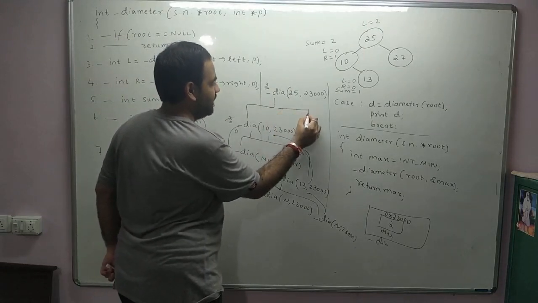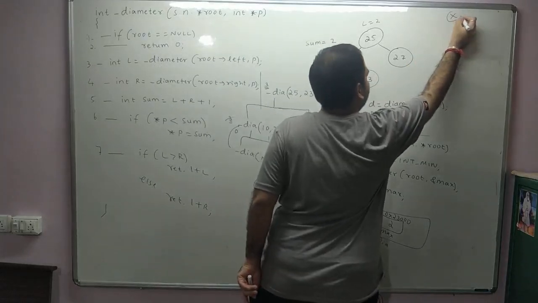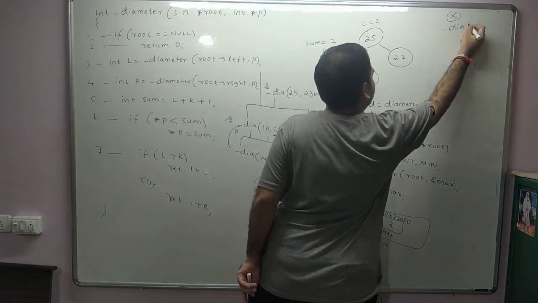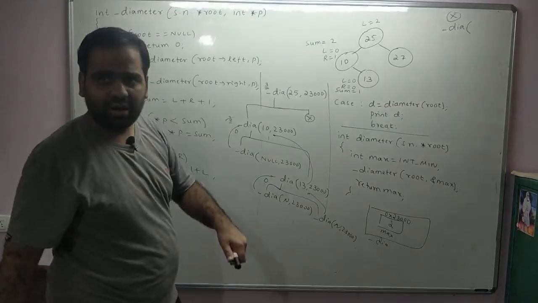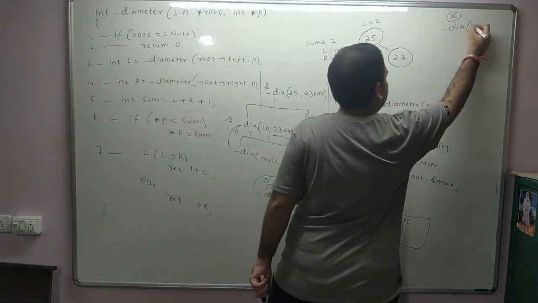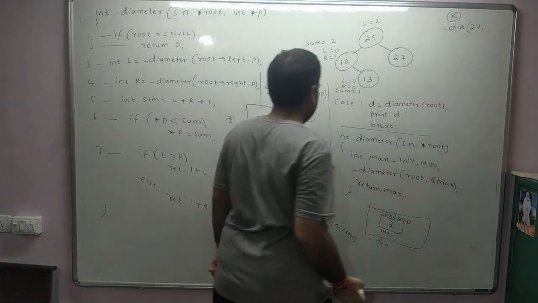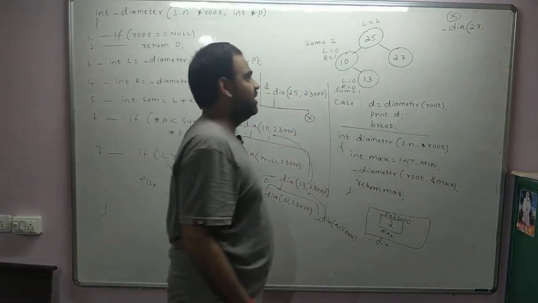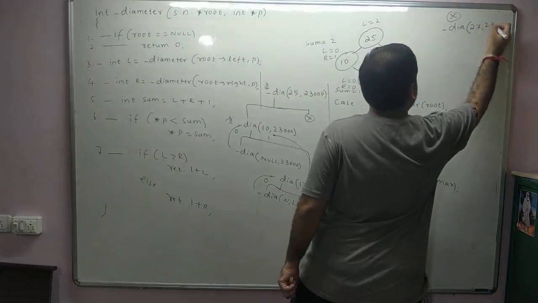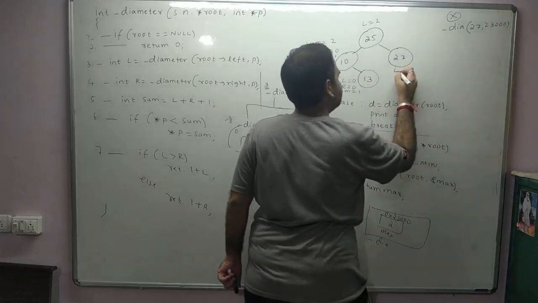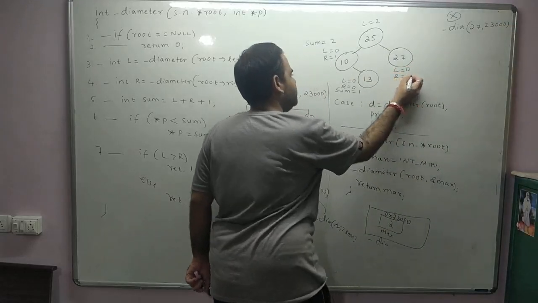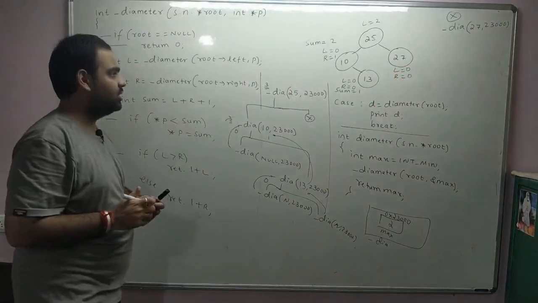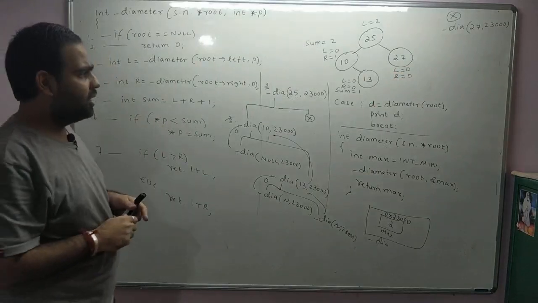Therefore I am continuing at point X. I am continuing over here, and you say _diameter of 25 arrow right. And what is 25 arrow right? It is 27 comma the value of P remains as it is, that is 23,000. Now needless to say the LHS height with respect to 27 is 0 and the RHS height with respect to 27 is 0.